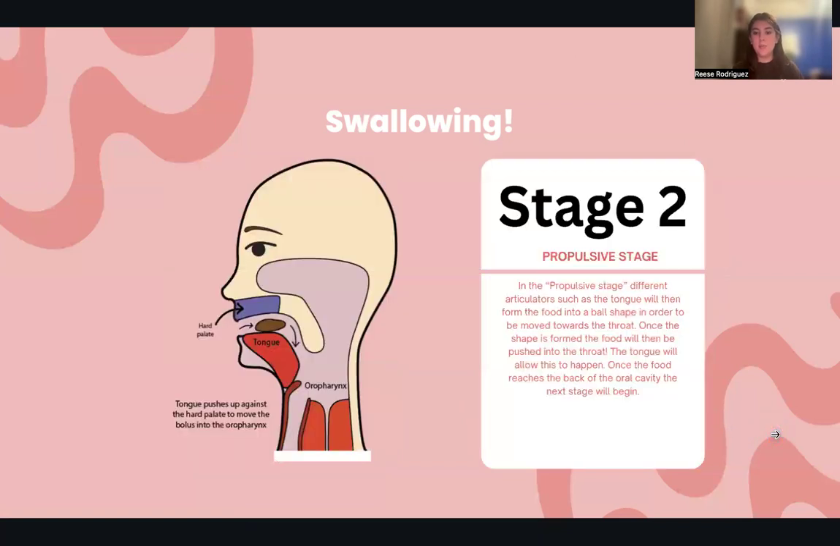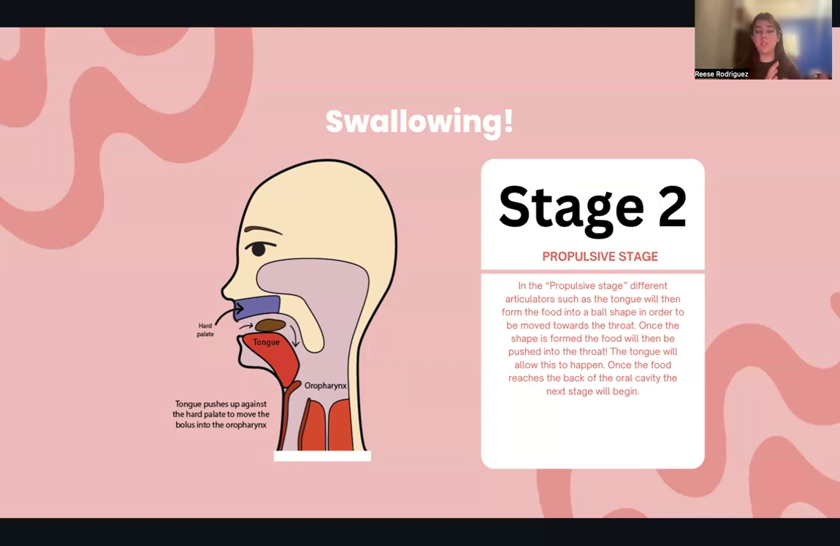So stage 2, here is when the tongue is actually elevating against the hard palate because we are transitioning our food, and this is known as the propulsive stage. The different articulators that you have, like your tongue, are forming your food into that ball shape in order to be moved to your throat to start the actual process of swallowing itself. So once the shape is formed, then this is going to start.